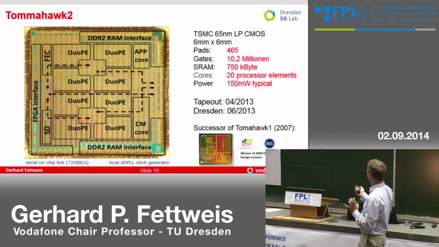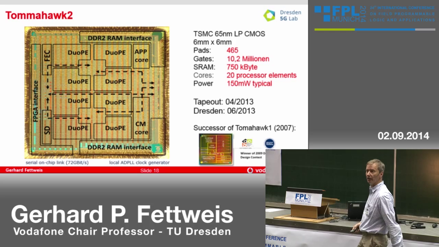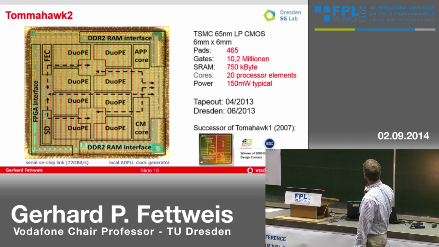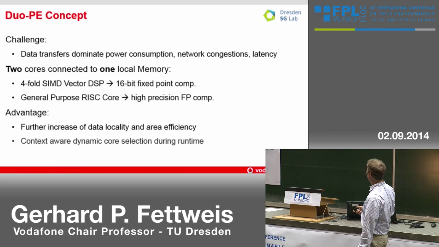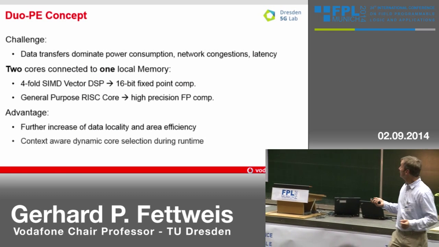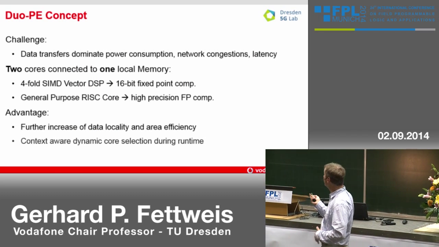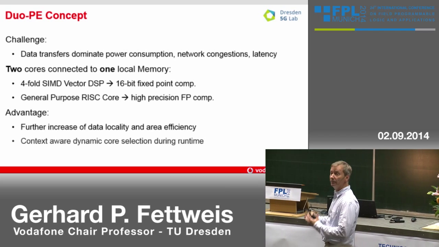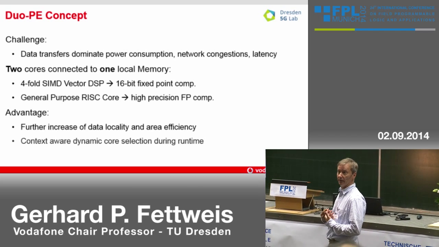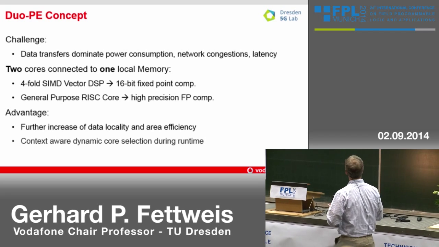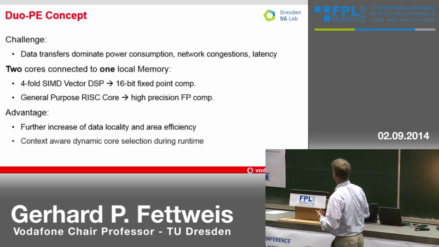Why? Because the memory dominates anyway. 80 to 90% of the silicon is memory, so who cares if we put two processor cores below one piece of memory? You can build extremely low power solutions. And what is the big challenge here? The challenge is to minimize the data transfers, to minimize the power consumption and the latency. This is how we get latency and power consumption down.